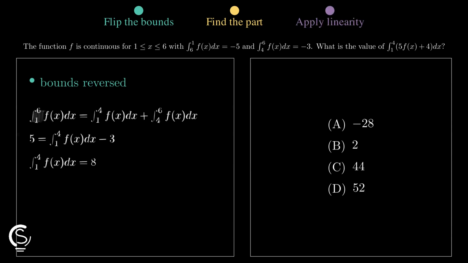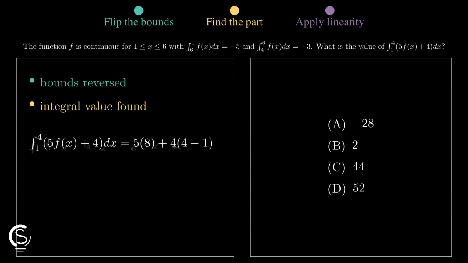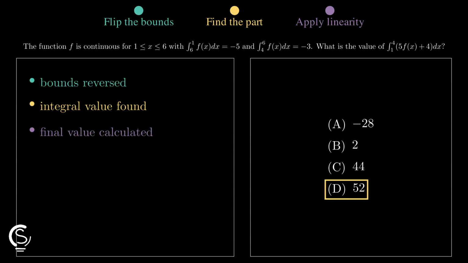Finally, distribute the integral across the sum, multiply our result by 5, and add the integral of the constant 4 over the interval of length 3 to get 52.